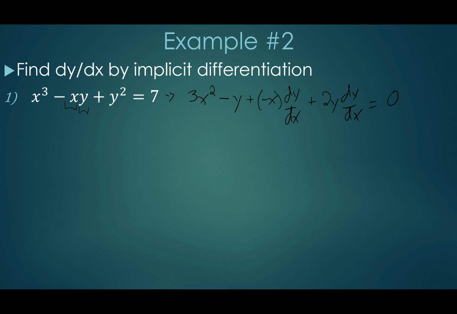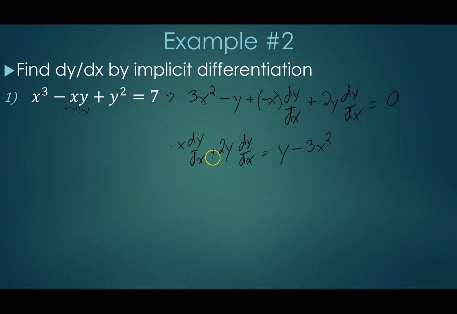So the goal was to solve for dy/dx. Every term that's not a dy/dx moves to the right-hand side. Every other term stays where it is. So I have negative x dy/dx plus 2y dy/dx equals, I'll move the negative y to make it positive, and move the positive 3x squared and it becomes negative.